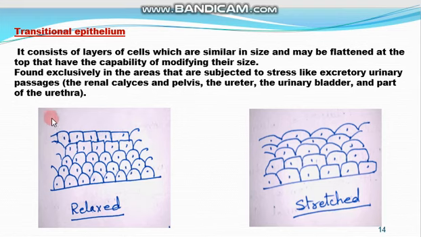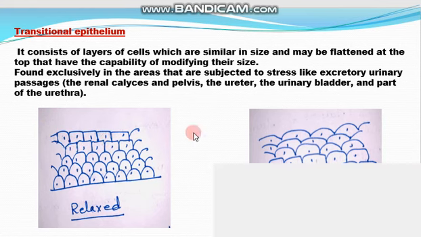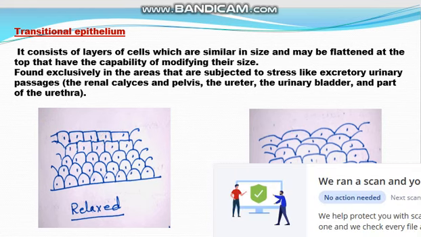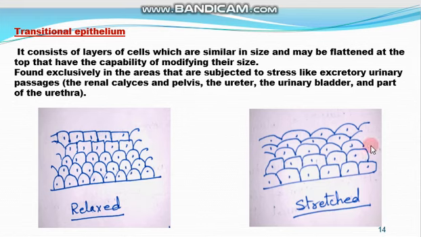So when they are relaxed, they look like this, and when they are stressed, they look like this. This is the diagram showing the cells of the transitional epithelium in the stressed condition. So this is the transitional epithelium. So this is about the compound epithelium.